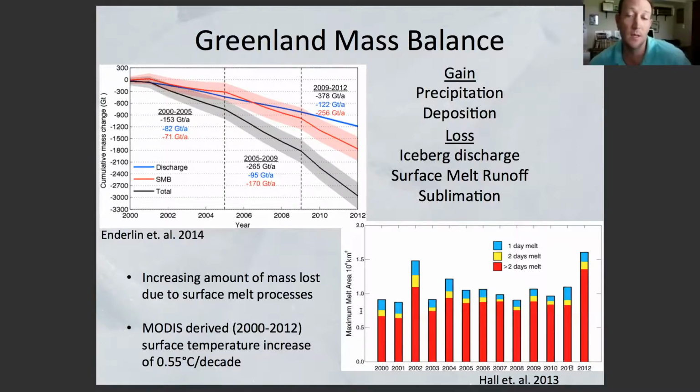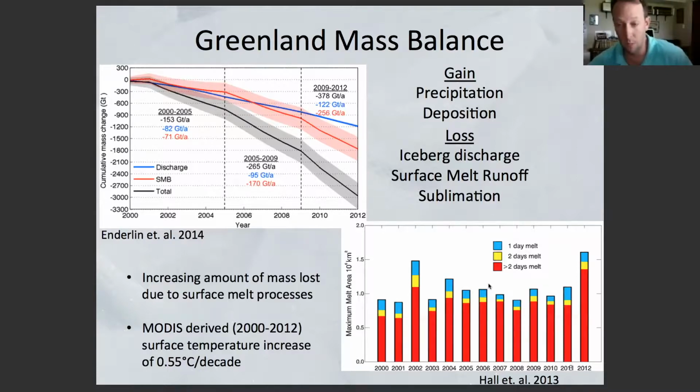So how much of the surface is melting, at least for a couple days during the summer, is shown by this bottom right plot. And you can see an increase during the same time frame, but there is quite a bit of variability in the melt extent. And so what's driving that is, as you get closer to that 0 degree threshold, the variability of the surface temperature plays an important role in determining whether you reach that melting point.